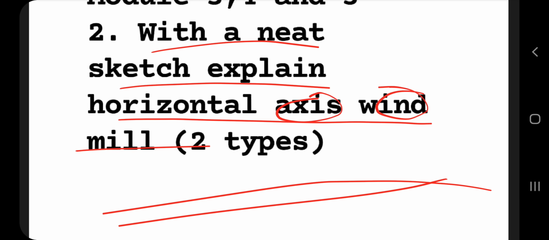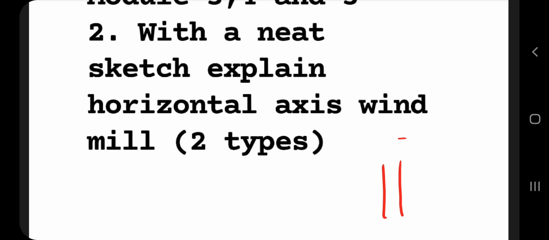Horizontal axis windmill. Draw a windmill like how you used to draw when you were a child. Draw like this. That much only. That is how you can draw it, okay? But make sure that this is horizontal. This should be like this, okay?